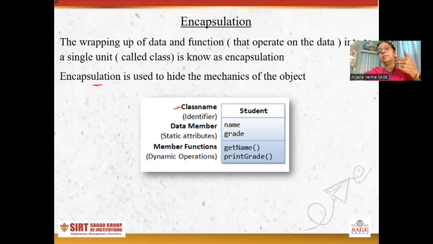In real life, you have seen capsules. In these capsules, there are different mixtures of medicines. Like this, it is also the same. Wrapping means in one unit, you wrap data members, attributes, and functions. That is the encapsulation property, which you can implement with the help of class, having class name, attributes such as name and grade, and functions meaning behavior.